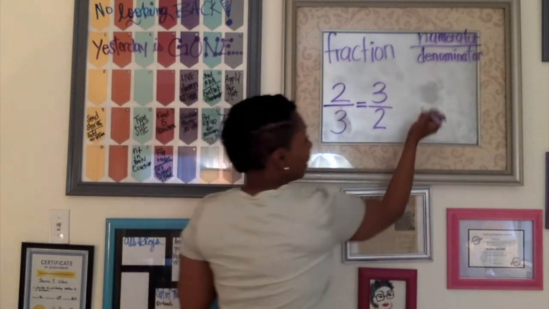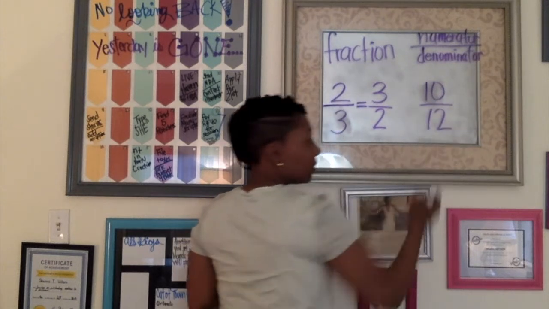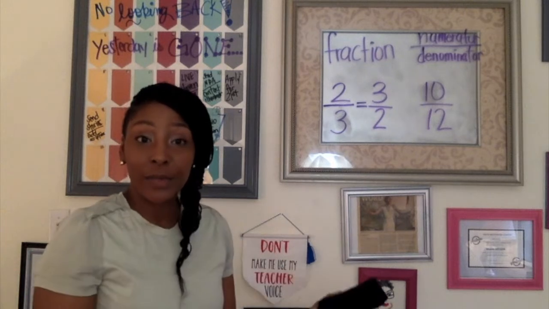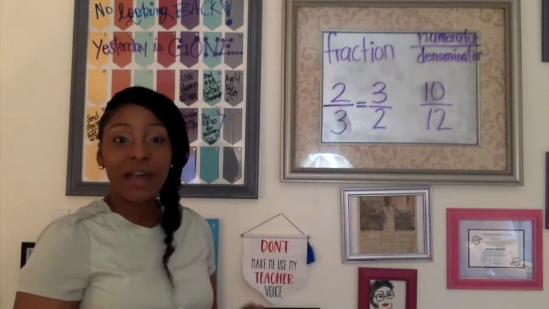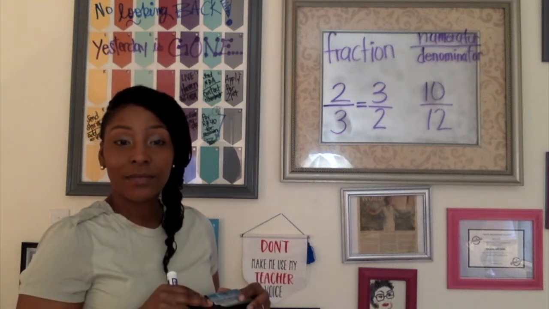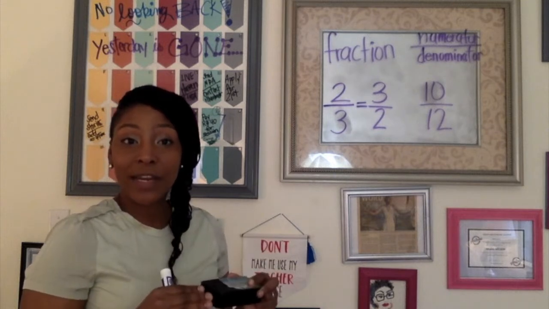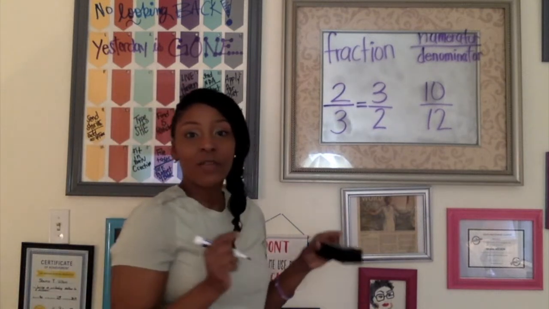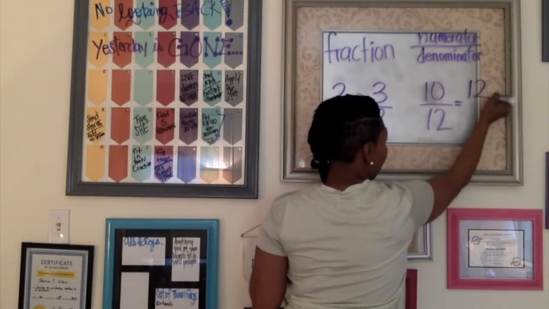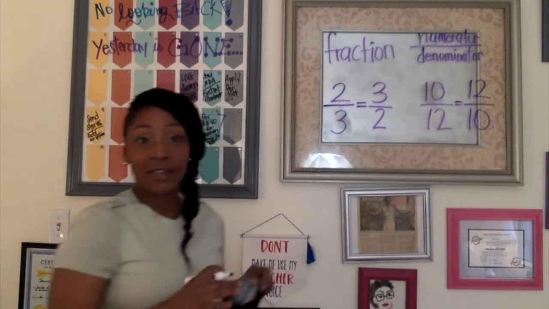Let's take the fraction 10/12. To find the reciprocal of 10/12, how do we do it? What do you think? We're going to take the numerator and switch it with the denominator. So the reciprocal of 10/12 would be 12 over 10. You got it.